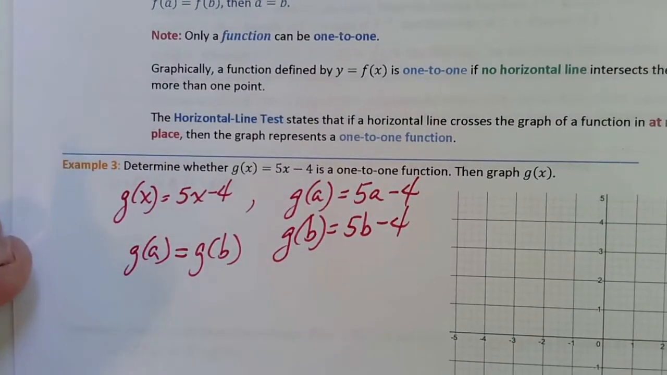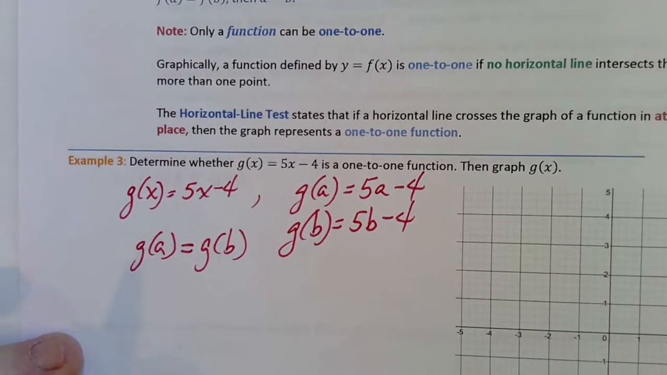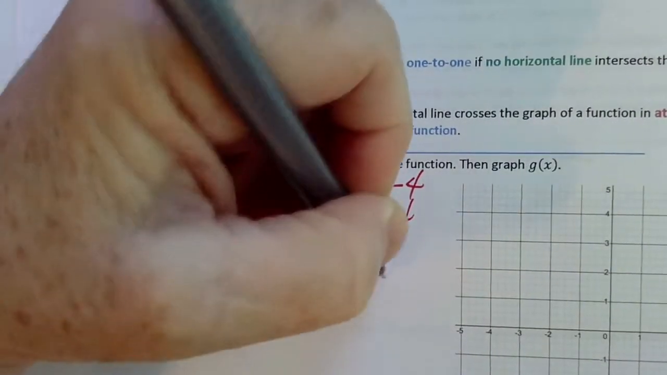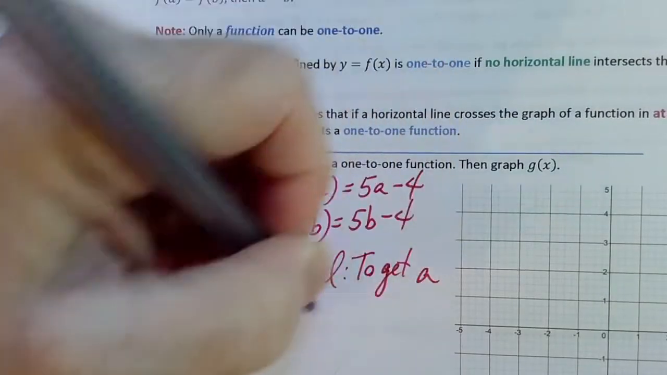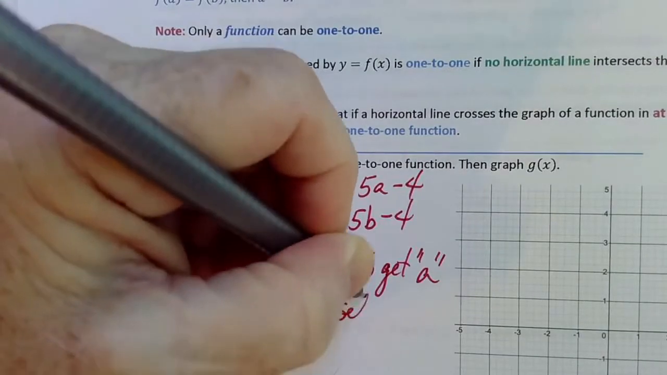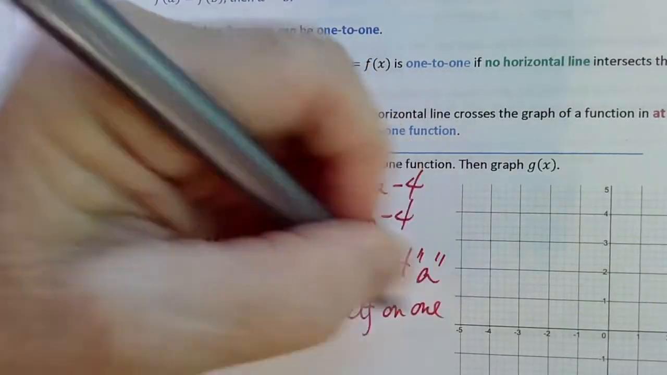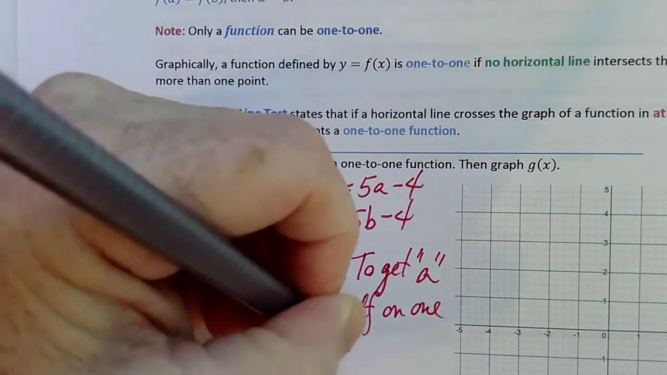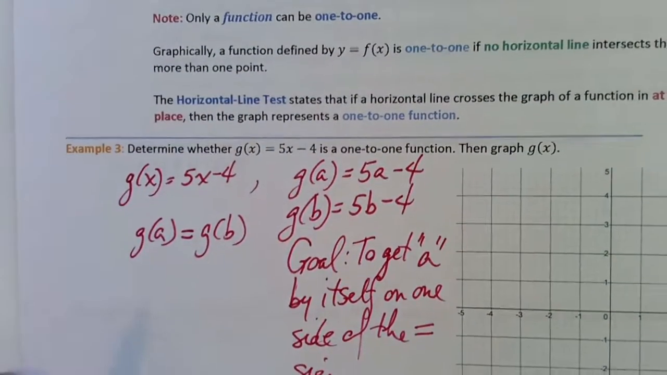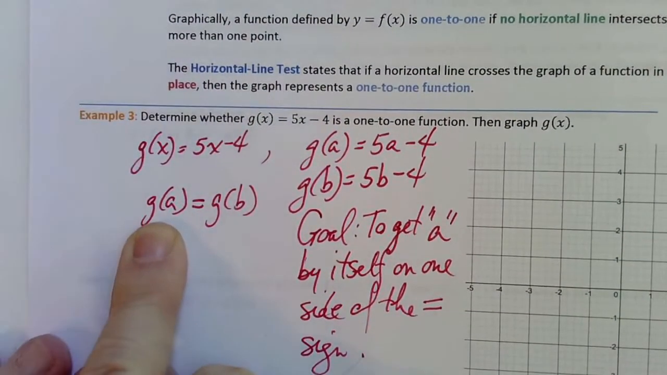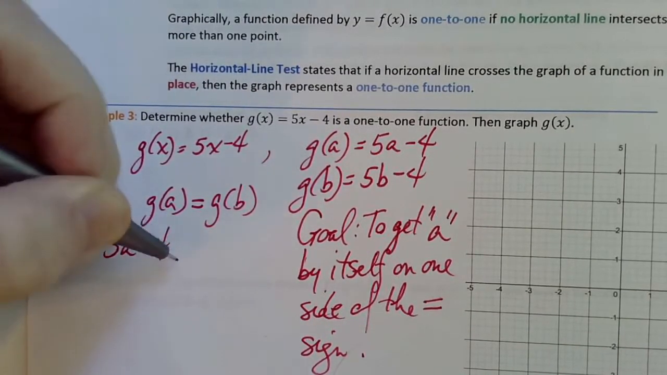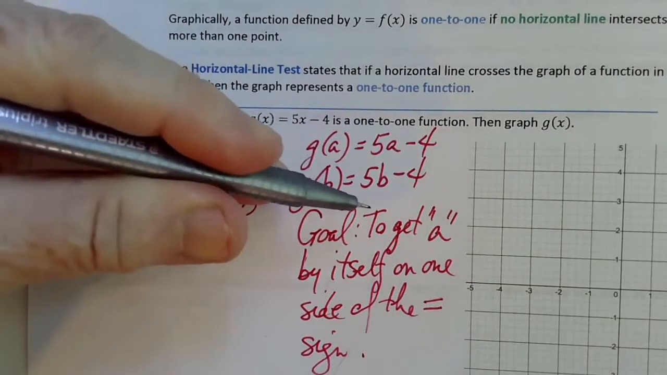Our goal is to try to get a by itself on one side of the equal. So, okay, let's see. We said that g of a was 5a minus 4, and that g of b was 5b minus 4.